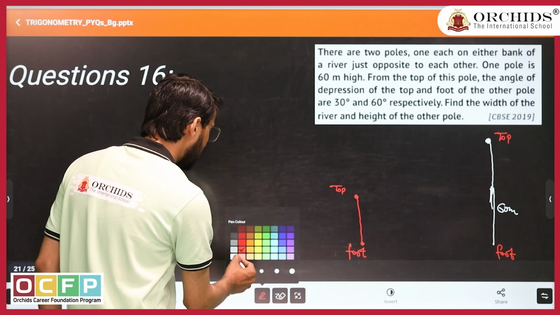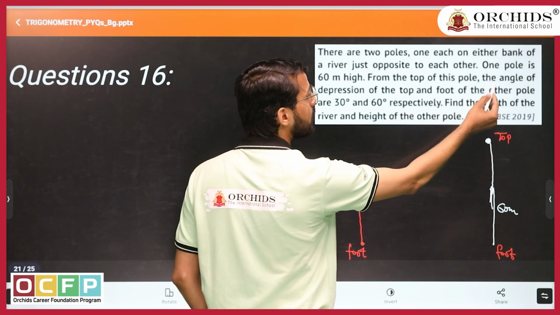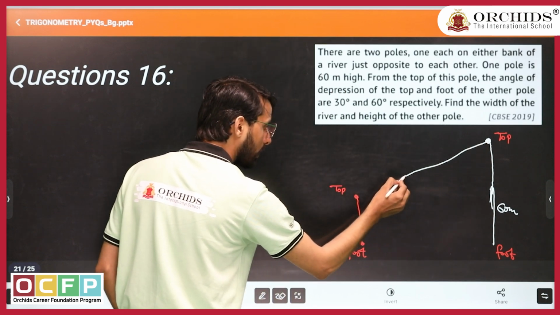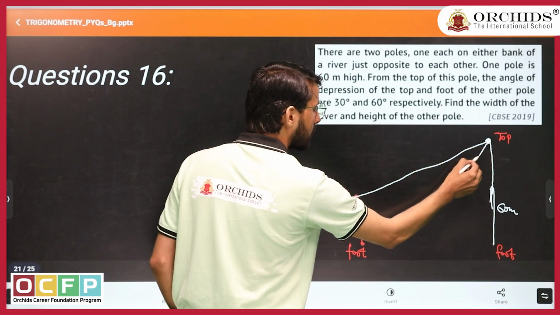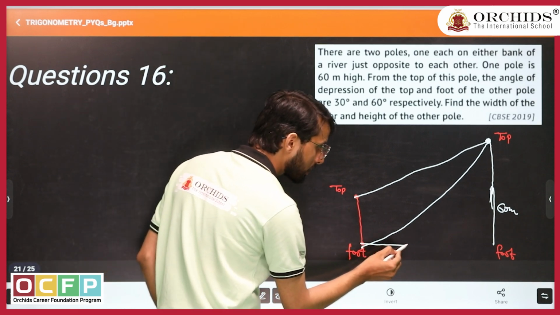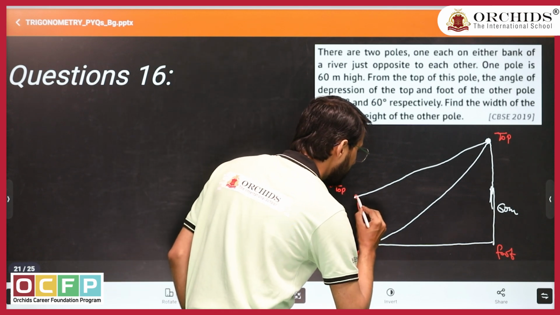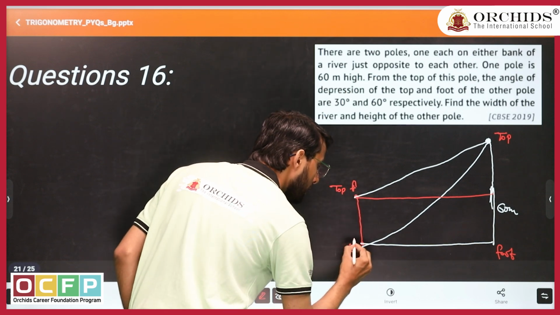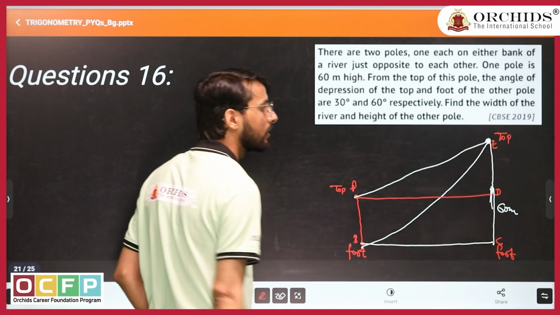Now, read the question and draw accordingly. From the top of the pole whose height is 60 meter, the angle of depression of top and foot. So this should be the figure. Now join these two first. After joining these two, draw a straight line. Name it as A, B, C, this point as D and this point as E.